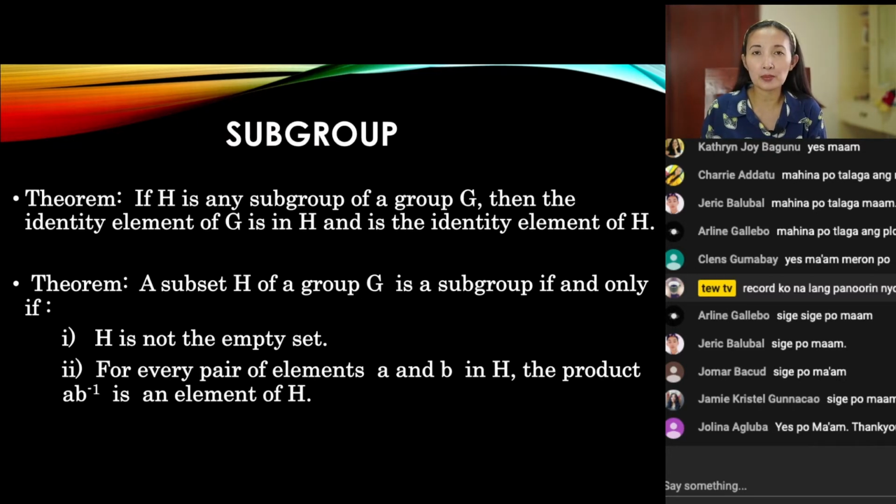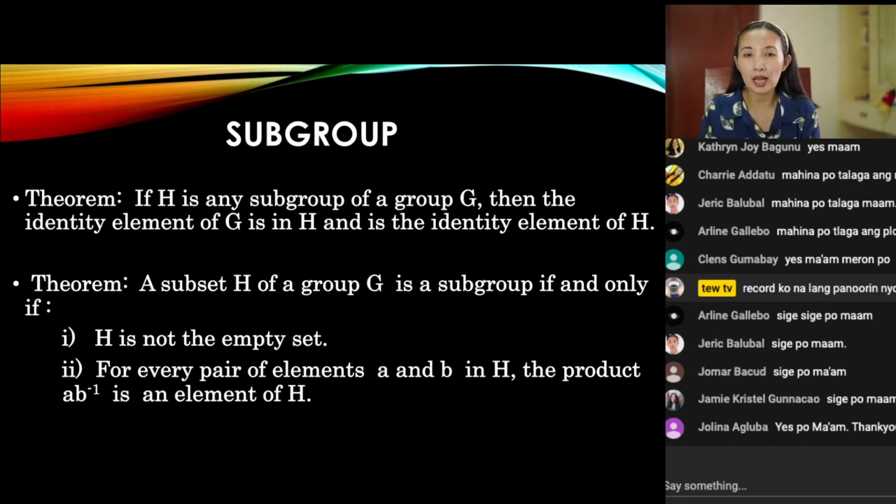Now, some theorems in relation to groups are as follows. If H is any subgroup of a group G, then the identity element of G is in H, and it's also the identity element of H. We were able to show that in our previous example. For instance, for the set of even integers with respect to addition, the identity element is 0, which is in fact also the identity element of the set of integers with respect to addition.